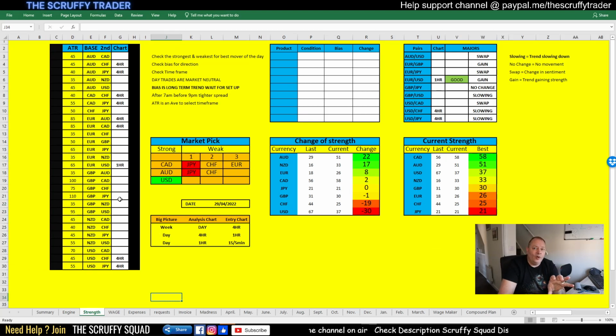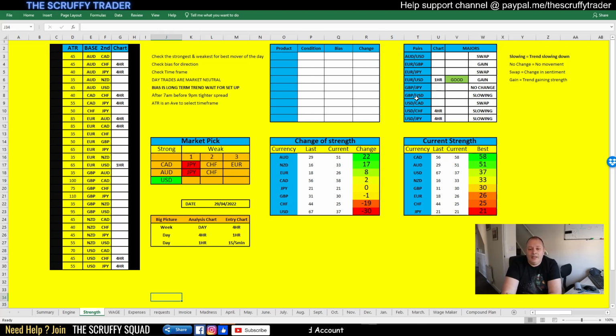And what you're looking for in that chart is the trend. In other words, is it going up or is it going down? The bias is what I trade. It'll say something like the DAX, whether it's slowing, whether it's no change, swapping, gaining, and it gives you a little bit of a blurb there, whether I'm going long or short, and the change is the percentage, and that percentage is how strong it is.